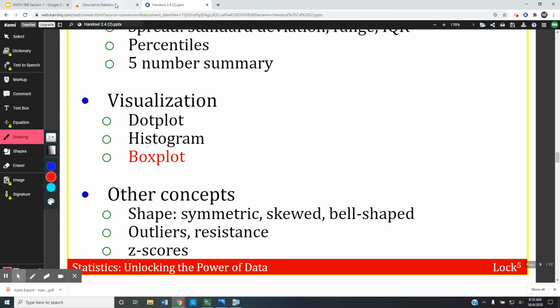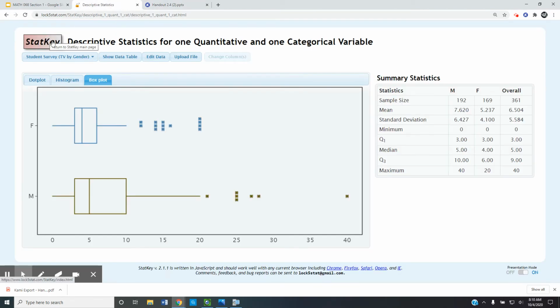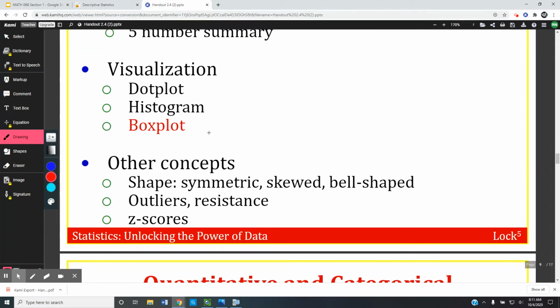Remember that StatKey is your friend. If you go to the one quantitative, one categorical, you will see that here is the dot plot, the histogram, the box plot, all those things. You can always tell what your data is from just going there.